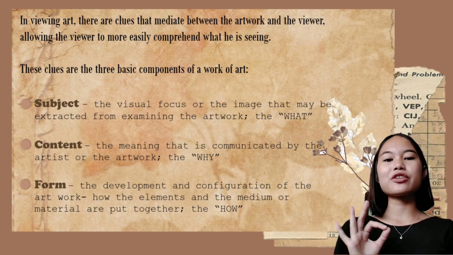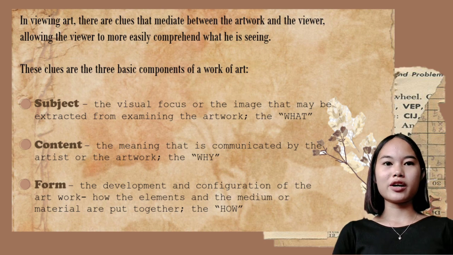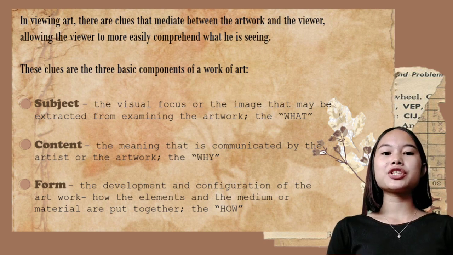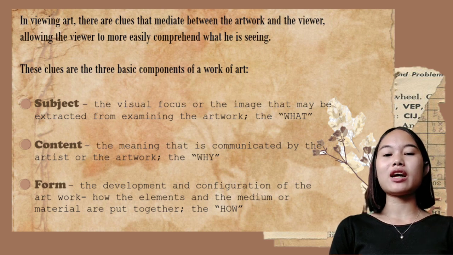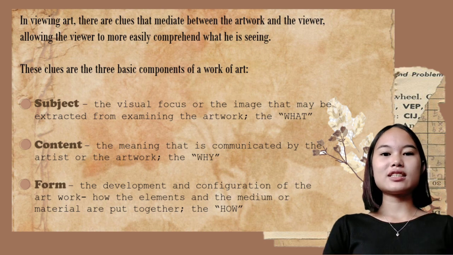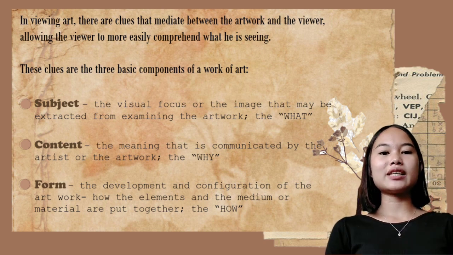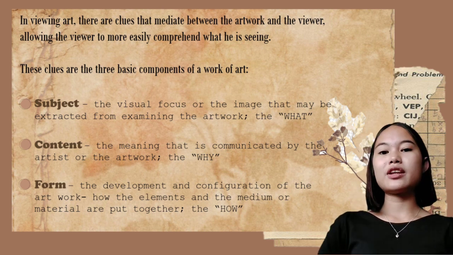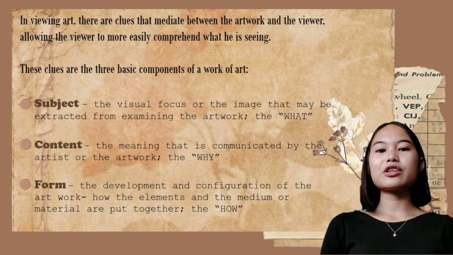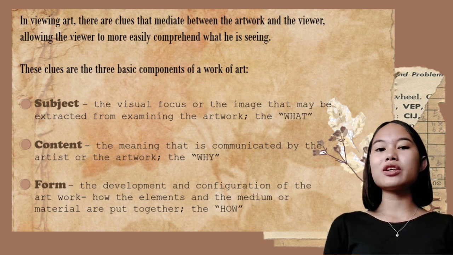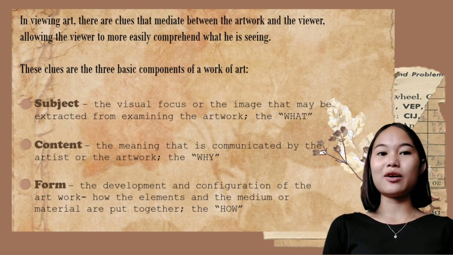These clues are the 3 basic components of a work of art. First is the subject. It is the visual focus or the image that may be extracted from examining the artwork. So it is the what in the art. Second is the content, the meaning that is communicated by the artist or the artwork. It is the why in the art. And the third one is the form, the development and configuration of the artwork, how the elements and the medium or material are pulled together. It is the how in the art.